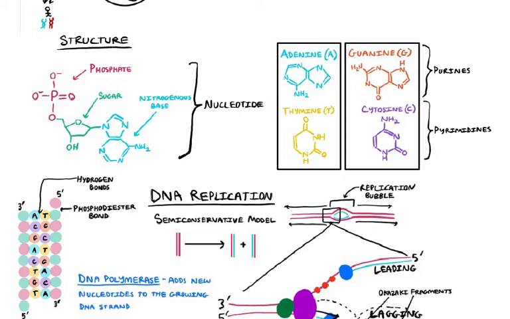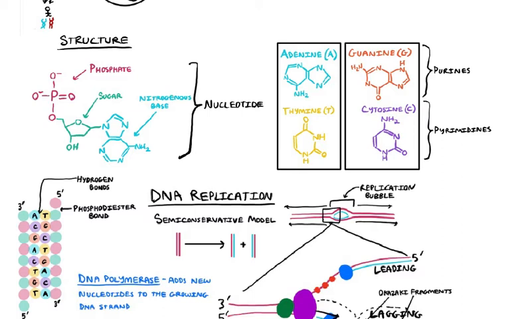There are 4 different nitrogenous bases. There's adenine, thymine, guanine, and cytosine. And we can categorize them a few different ways. So adenine and guanine are purines, which means that they are big and have 2 rings. Meanwhile, thymine and cytosine are pyrimidines. They have 1 ring and they're littler.